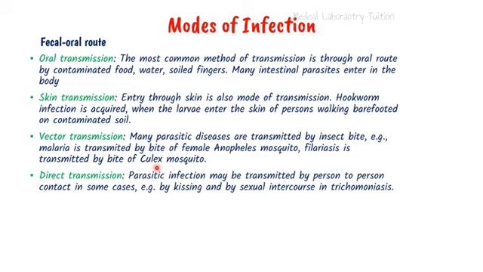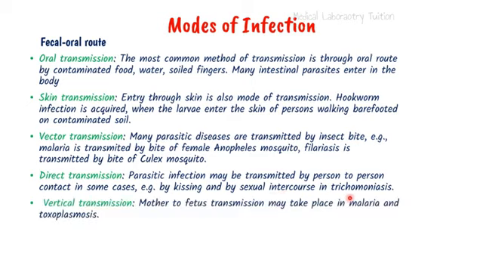Another, we have direct transmission. Parasitic infection may be transmitted from person to person by direct contact, kissing, or by sexual intercourse. Especially in the case of sexual intercourse, we commonly see trichomoniasis, a parasitic infection. Another, we have vertical transmission, where the parasite goes from mother to fetus via the placenta.